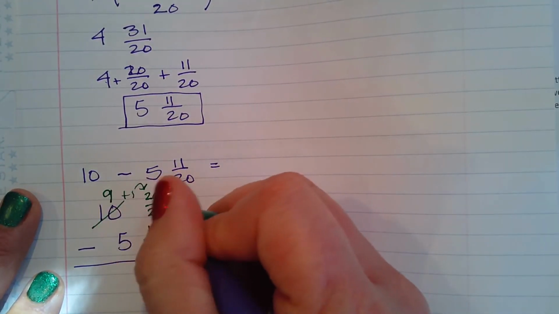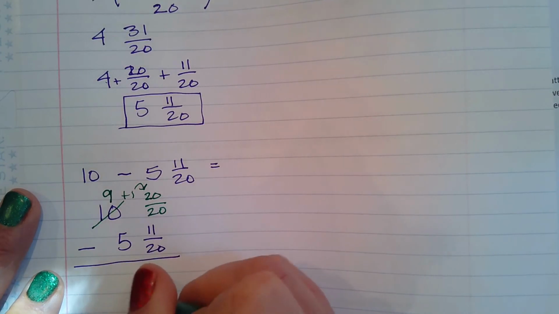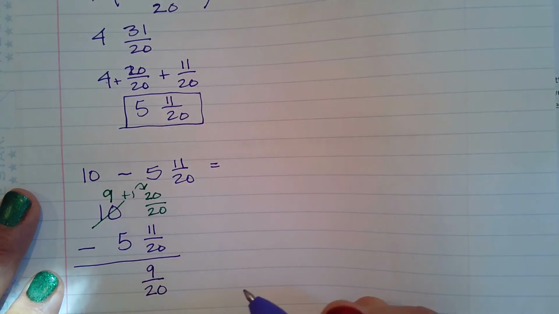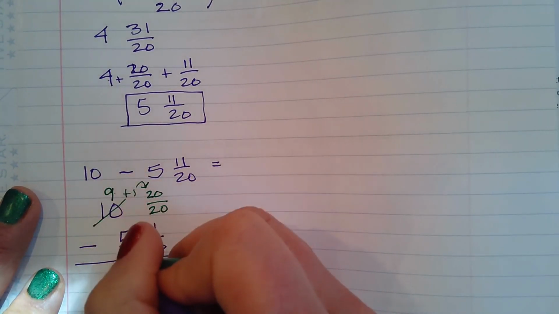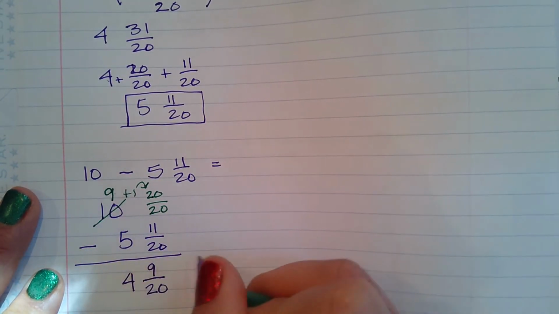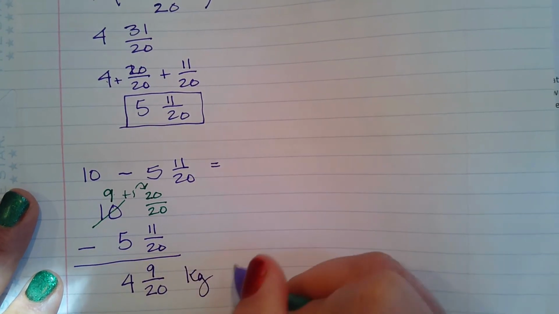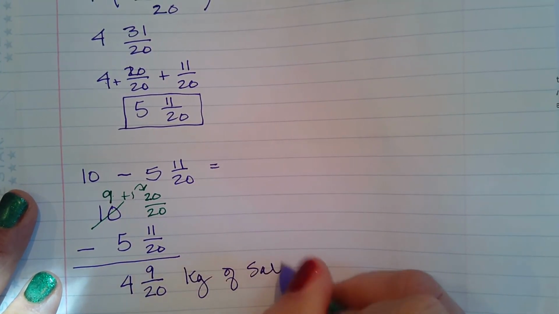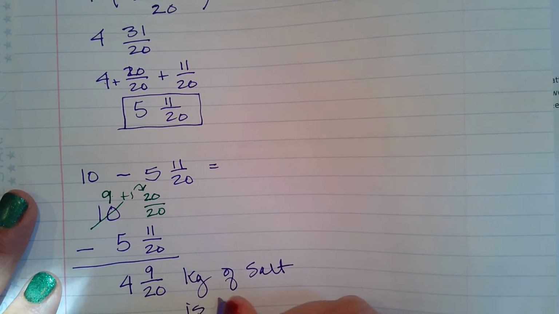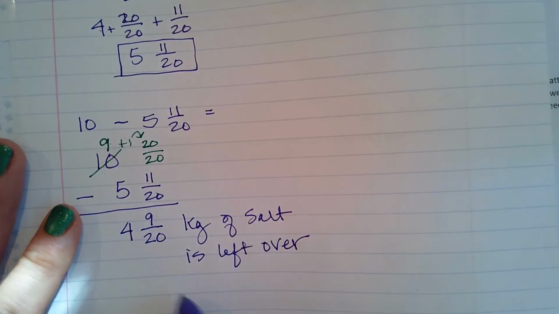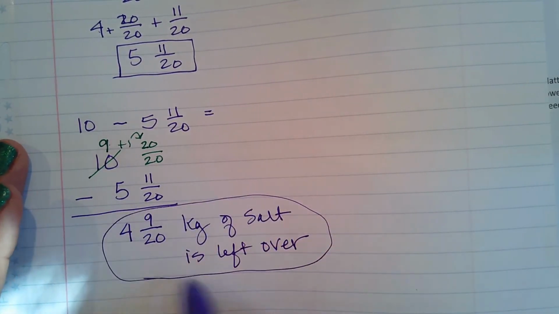So what is 20 subtract 11? It is 9. Bring down your denominator. 9 subtract 5 is 4. So 4 and 9 20ths kilogram of salt is left over. Now remember, this is the answer.